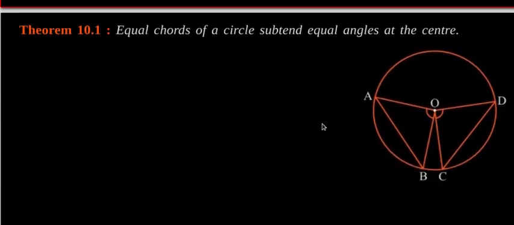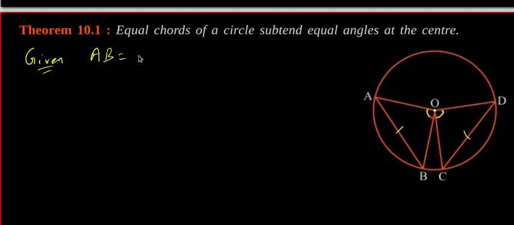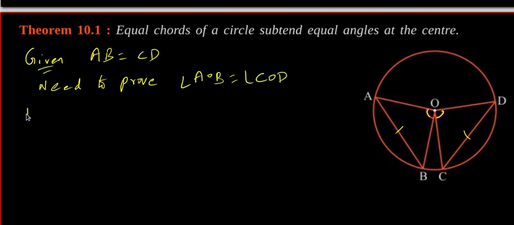Theorem 1. Equal chords of a circle subtend equal angles at the center. So what is given here? Two chords are equal. That means chord AB equals chord CD. We need to prove that the angles at the center are equal, that is, angle AOB equals angle COD. So let us move to the proof.